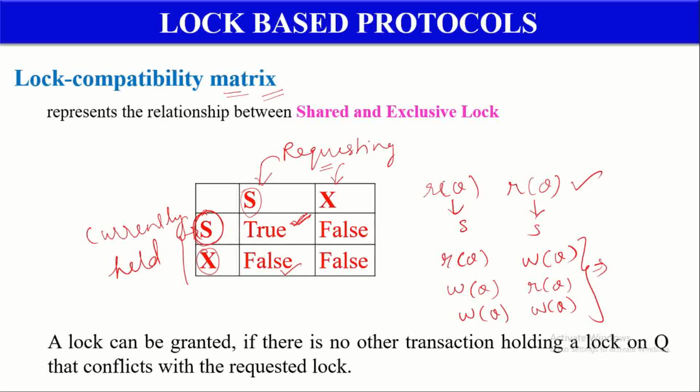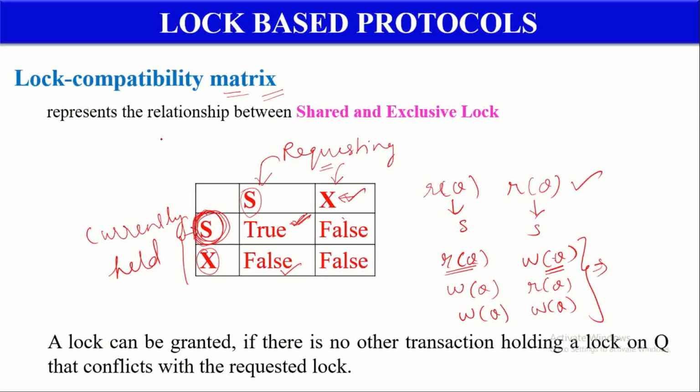As illustrated in this lock compatibility, for a read operation we need a shared lock, right? Whenever one transaction is holding a lock in S mode, shared mode, and another transaction requests to perform a write operation, it has to get an exclusive lock. Since these two conflict, this request will not be granted. In the same way you can understand the other cases also.